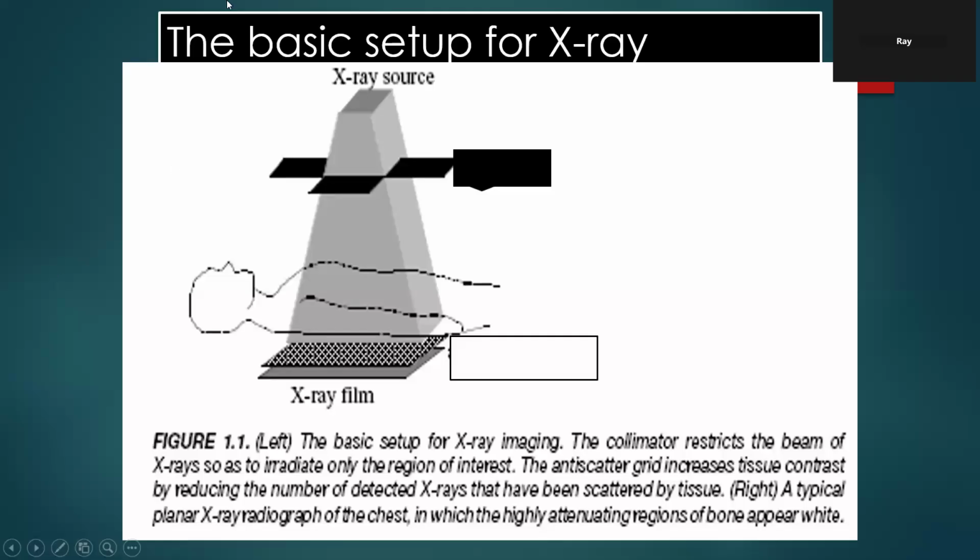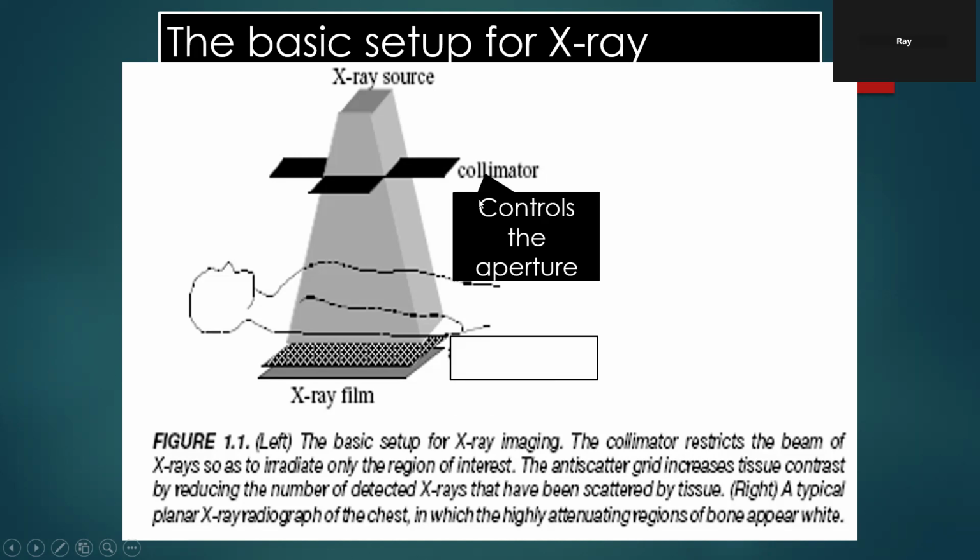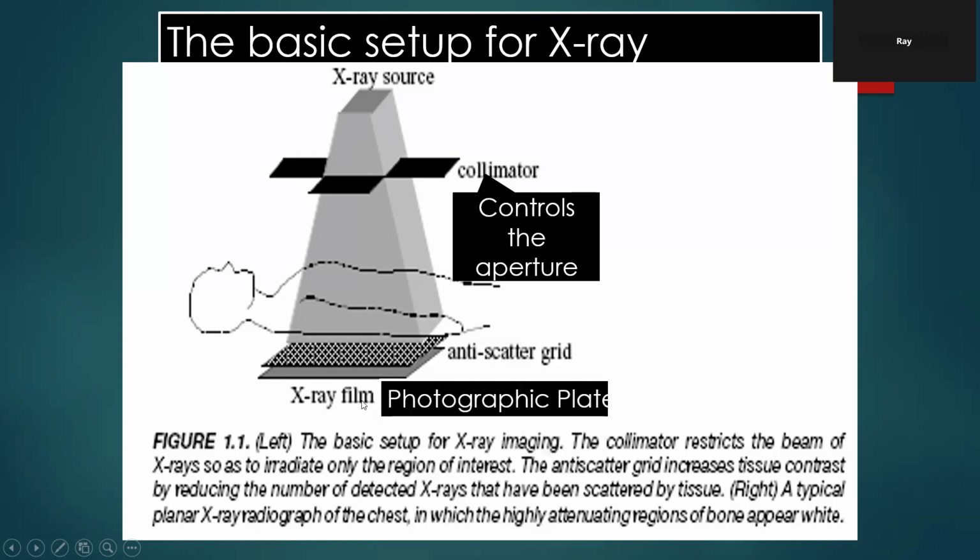Okay, basic setup of X-ray. Your X-ray source, we summarize it. The target there will produce X-ray, and then we use a collimator to control the aperture. Aperture is basically a hole or slit for the X-ray to pass through. Then there is the anti-scatter grid, and the X-ray film, the photographic plate.